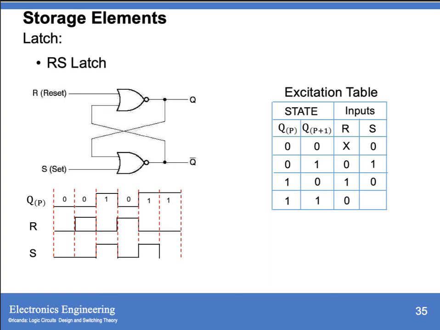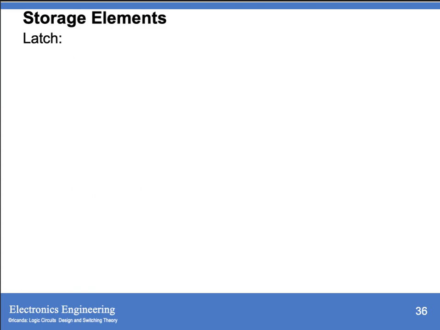we have your R is equals to 0 because your Q is 1. We have to set your Q is 1. So R must be 0. Then your S must be equals to 1, or your S equals to 0. So if your S is 0 and your R is 0, that is no change. Remember that your previous output is 1. So if no change, it will remain at 1. So this is now your excitation table for your RS.